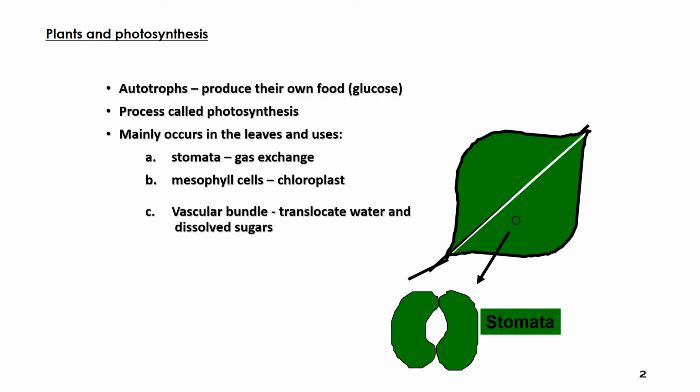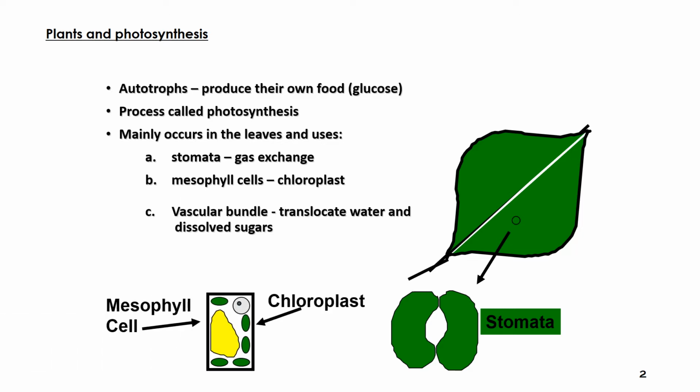We've got the mesophyll cells. Now these cells contain chloroplasts. Some mesophyll cells will contain lots and lots of chloroplasts. However, some may only contain a few.